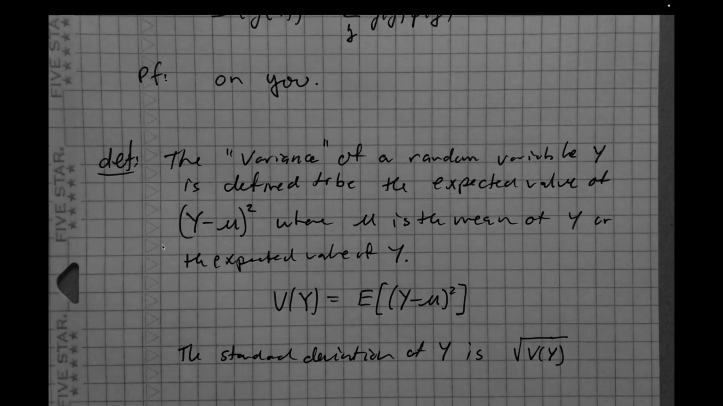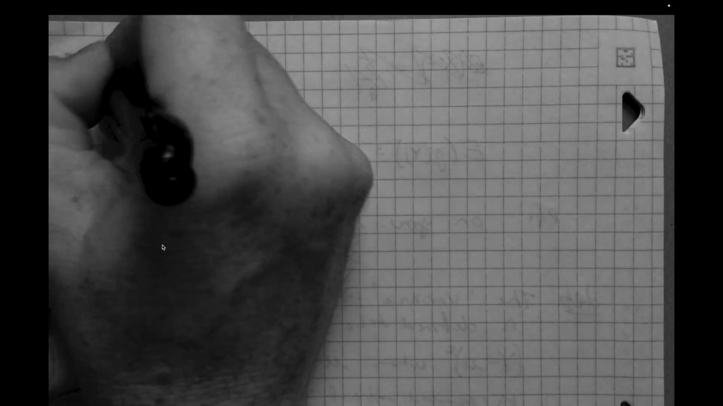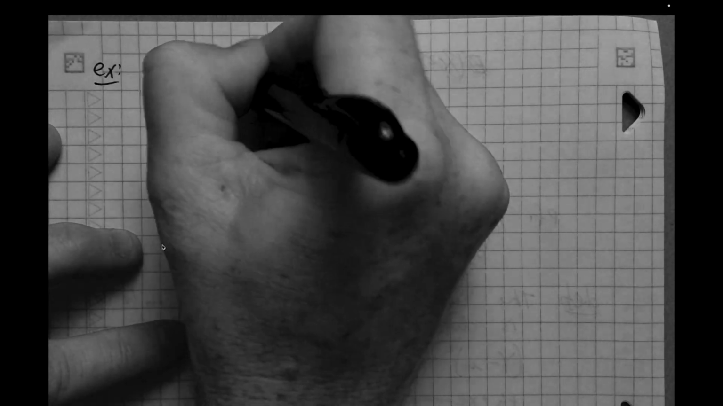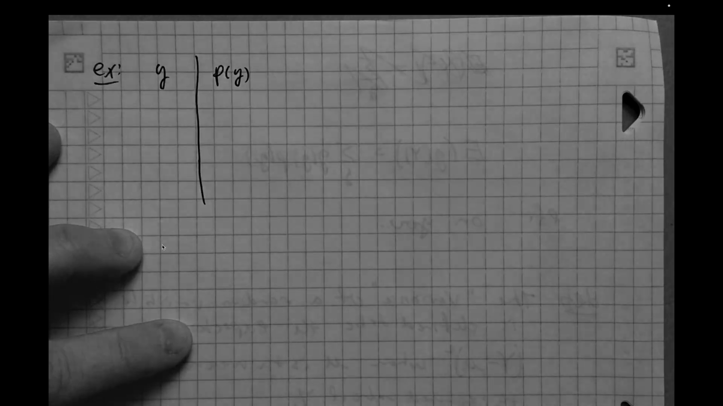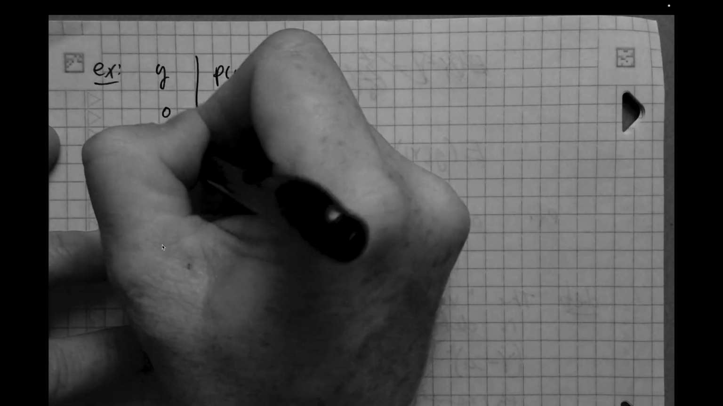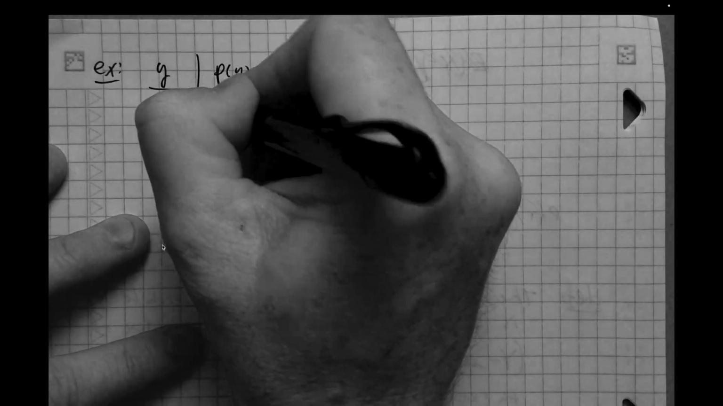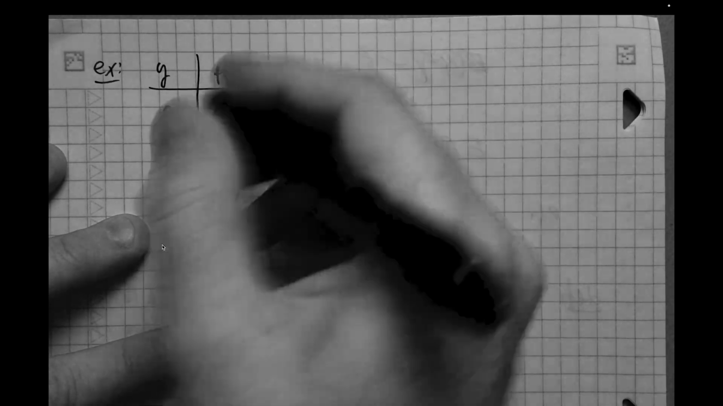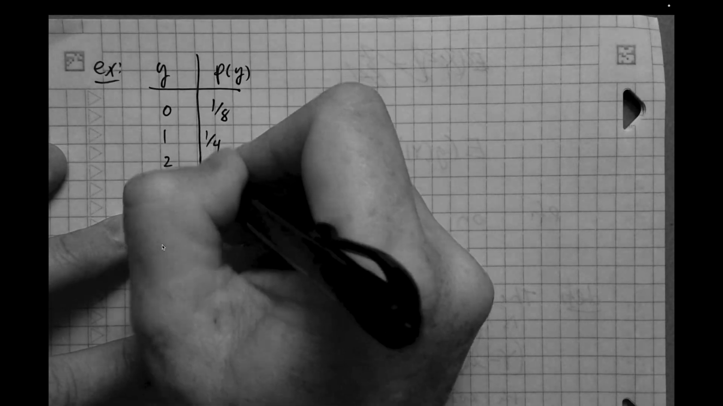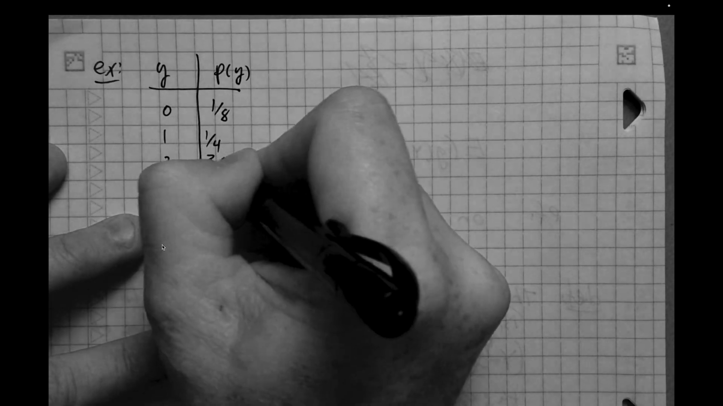All right, let's do an example here of calculating this. Let's say we have this probability distribution. So we've got a y and a probability of y column. And we've got 0, 1, 2, and 3. And our probabilities are 1/8, 1/4, 3/8, and 1/4. Okay, so we've got this.